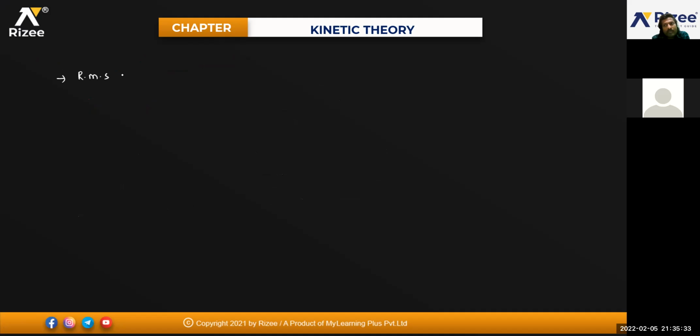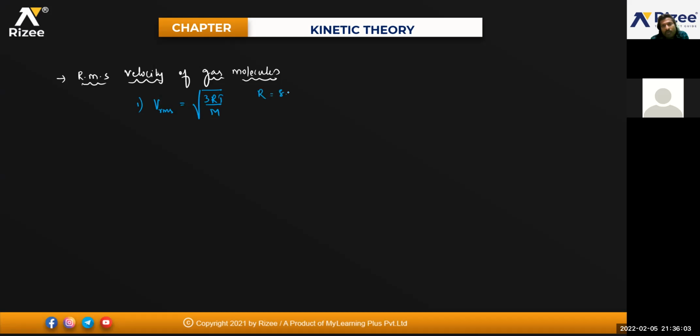RMS velocity of gas molecules. See this one. First one: Vrms will be equal to the root of 3 RT divided by molecular weight.